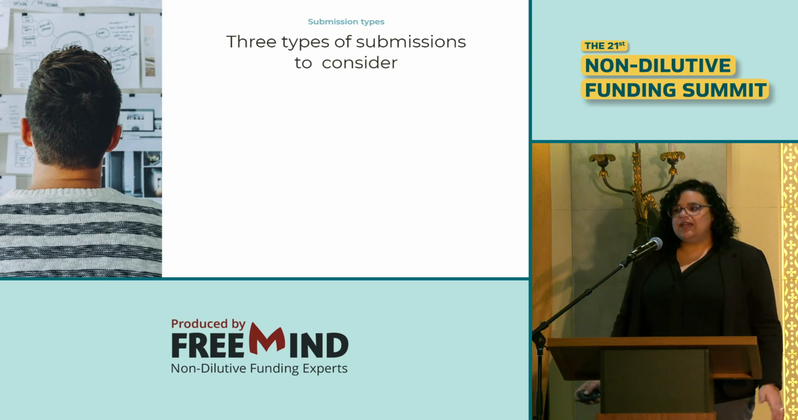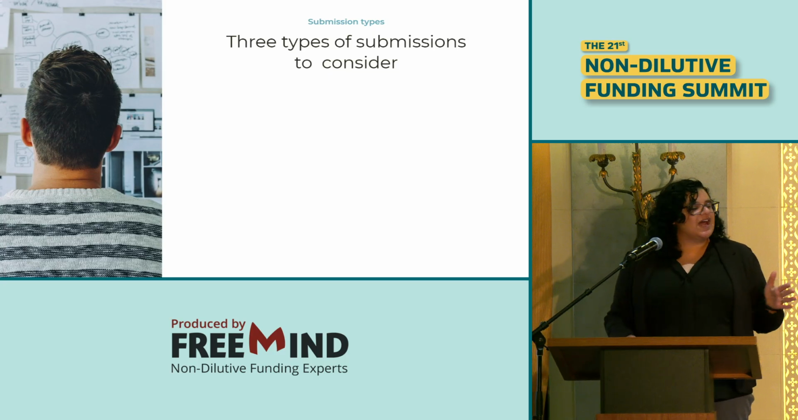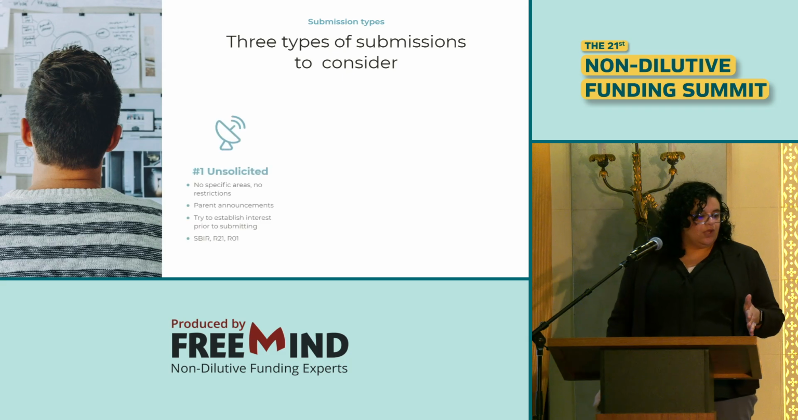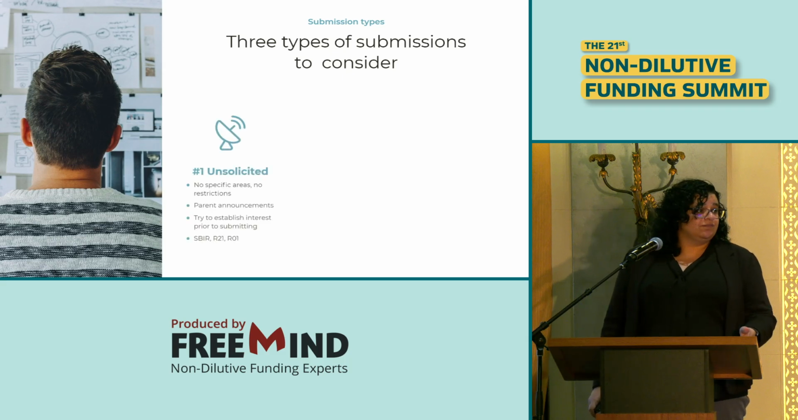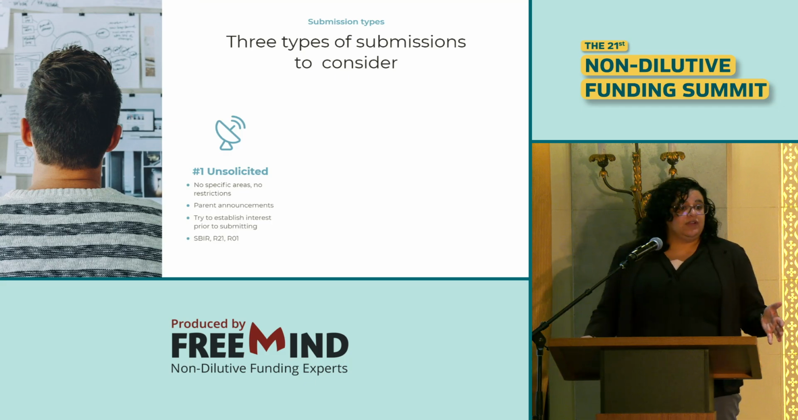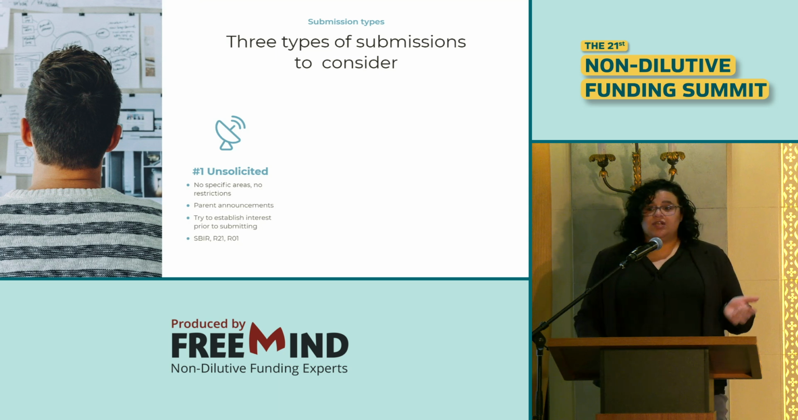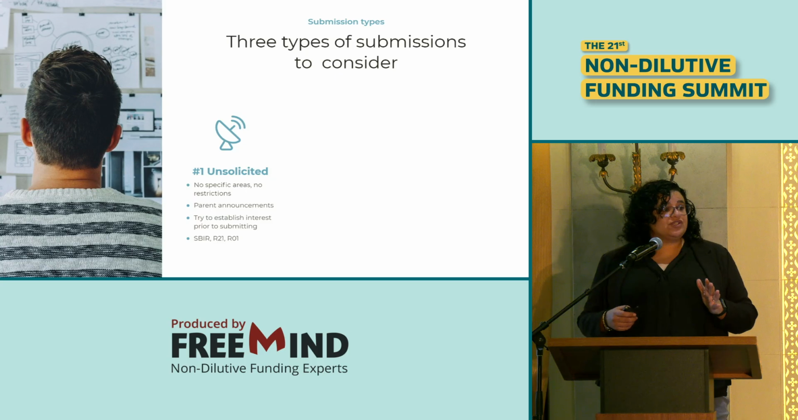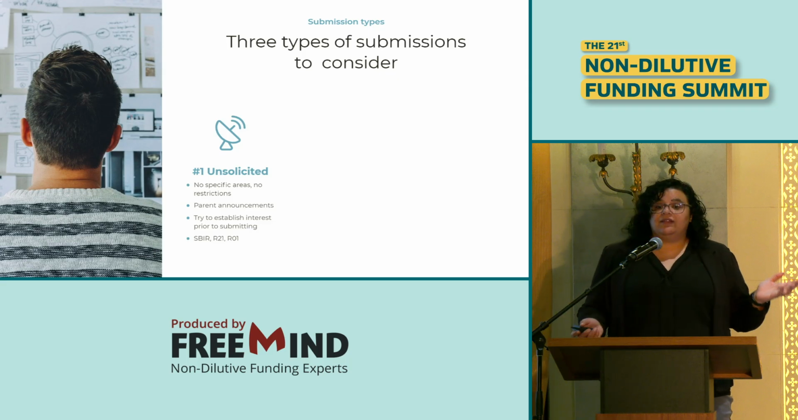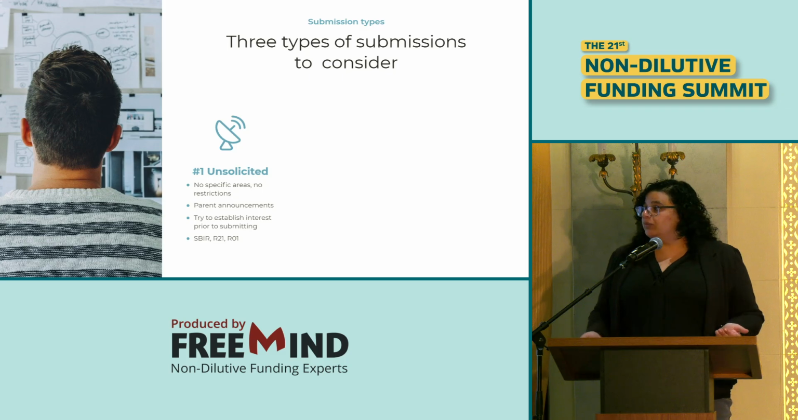So next, what's important to understand is you have 3 types of submissions. First, you have the unsolicited. Unsolicited means, we also call them the parent solicitations. It means it's mostly in the NIH, and those solicitations are open. They don't have restrictions of science and indications. You can submit whatever you want. And then the relevant institute will be the one reviewing your applications.